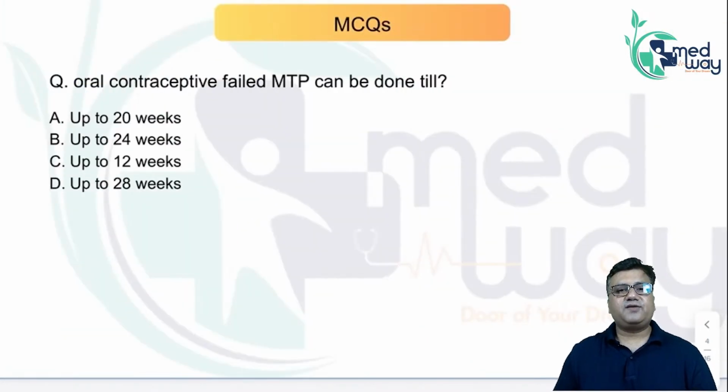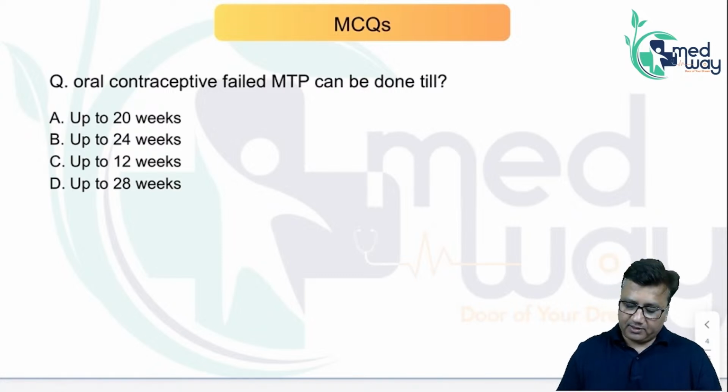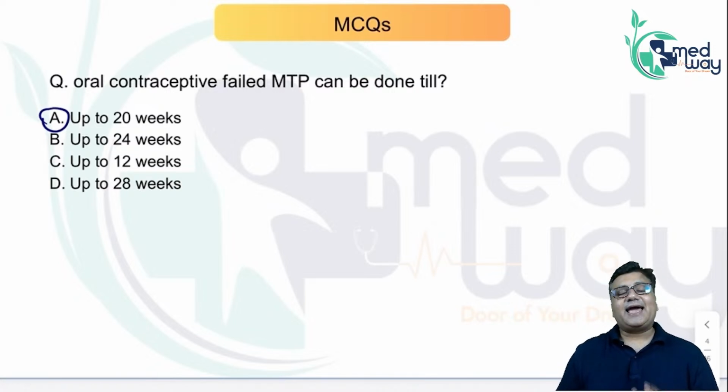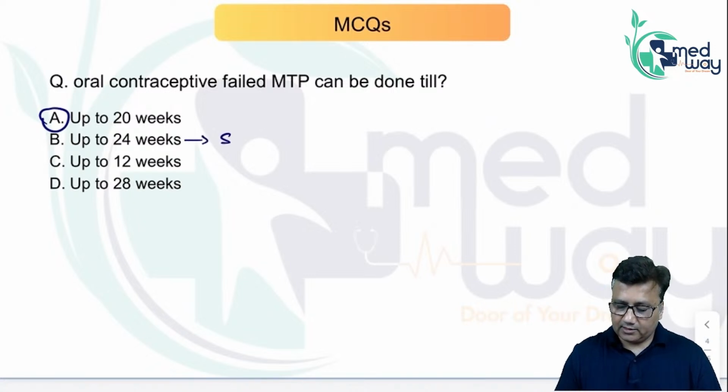Oral contraceptive has failed and MTP has to be conducted. What is the time period till which it can be done? As per the latest provision of the amended MTP Act 2021, if there is an oral contraceptive failure, MTP can be done up to 20 weeks of gestation. MTP can be done up to 24 weeks only in special cases.